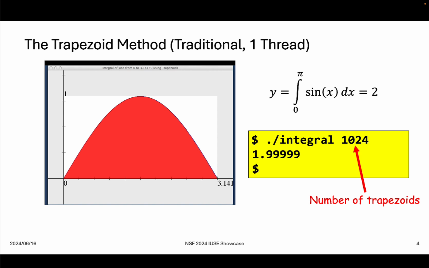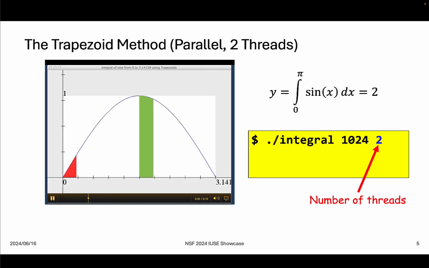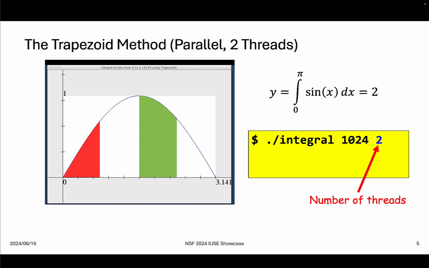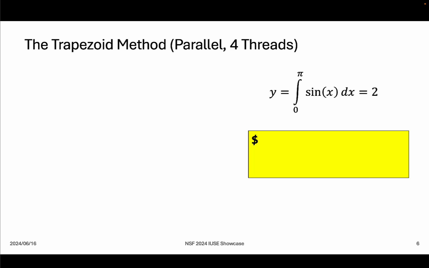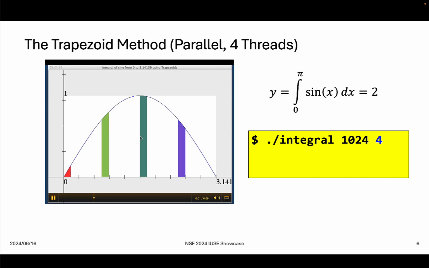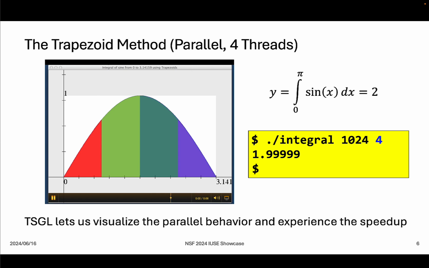So in this case, a single thread did all the work, single core, and we draw those in the same color because it's one thread. If we were to do this with two threads, we give each thread a different color and we can see the division of labor, and this goes in about half the time. And if we were to do it with four threads, now it goes in about a quarter of the time of the original thing. So TSGL lets us visualize the parallel behavior and experience the speed up.